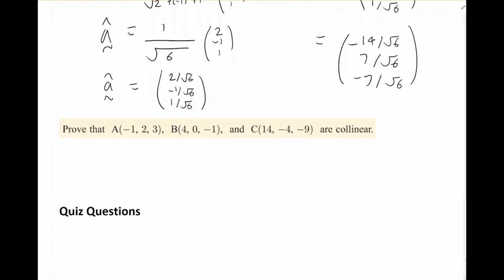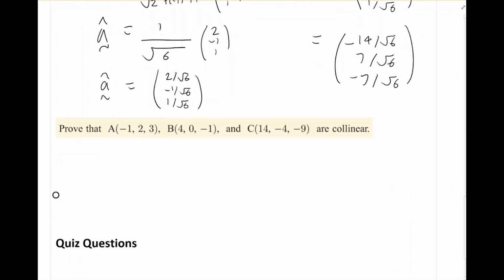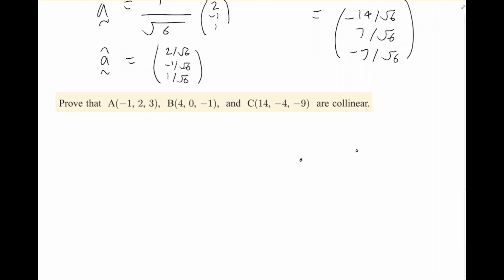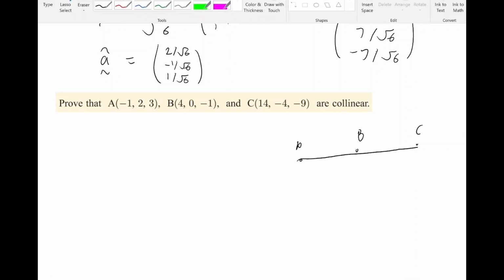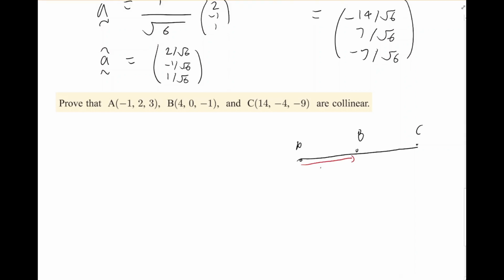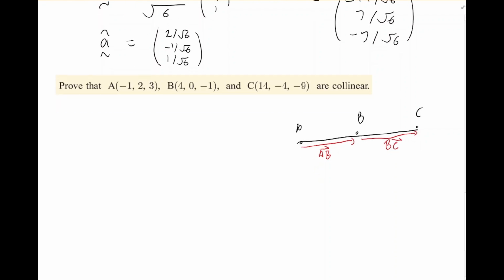Cool. So next we're going to prove these three are collinear. So what we're expecting, and what the word collinear means, is that they're all on the same line. So A, B, C, we should be able to draw a straight line through them. Now the way that we do that is we look at this vector AB, and it should be parallel to the vector BC. And then if they're parallel and they also share the point B, that's going to do our proof for us here.